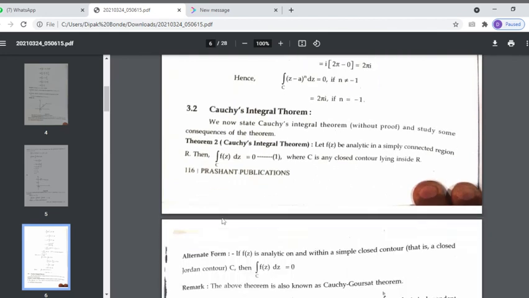Now in the next theorem we will see Cauchy's integral theorem.